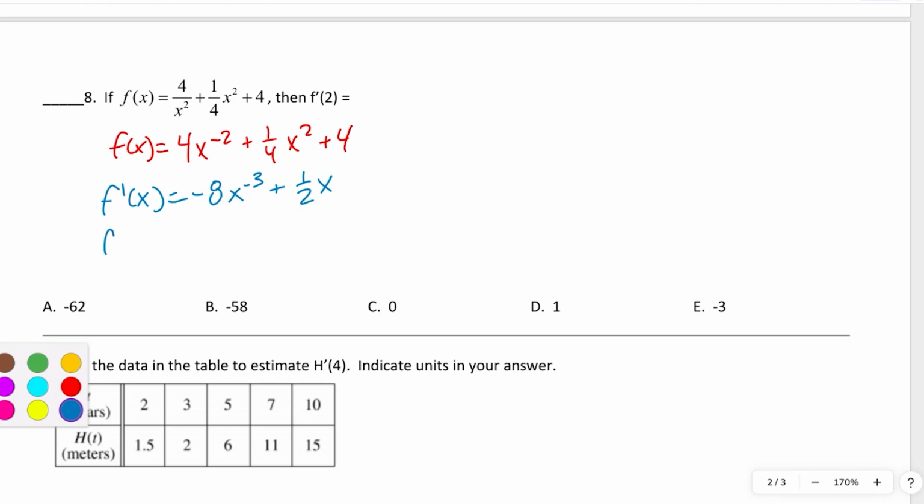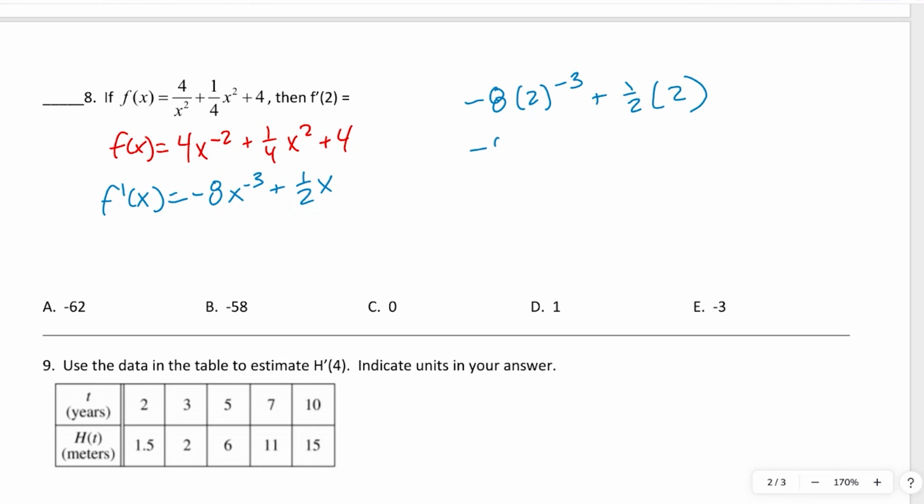So if I want f prime of 2, I just need to substitute 2 in here. Ooh, without a calculator, this is going to be a little tricky, but let's see if we can do it. Negative 8 times 2 to the negative third plus 1/2 times 2. The only thing that's really throwing me off here is that negative third power.